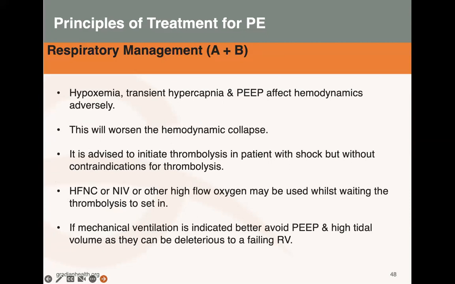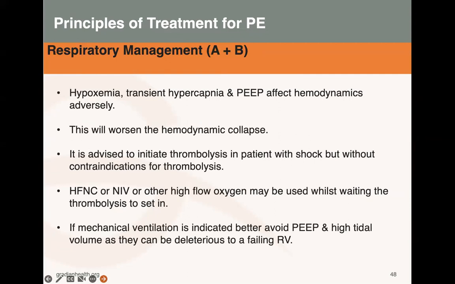Respiratory management. So remember ABC. So this will take A and B. On the A, we want to make sure that this patient is not hypoxemic. They have to maintain a little bit of hypercapnia, and also we must consider the PEEP effects.